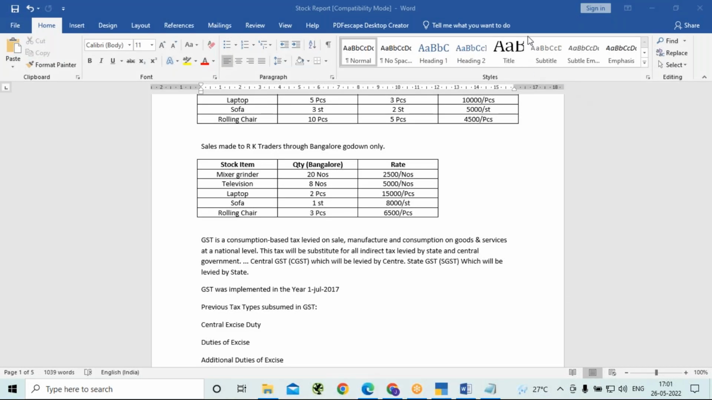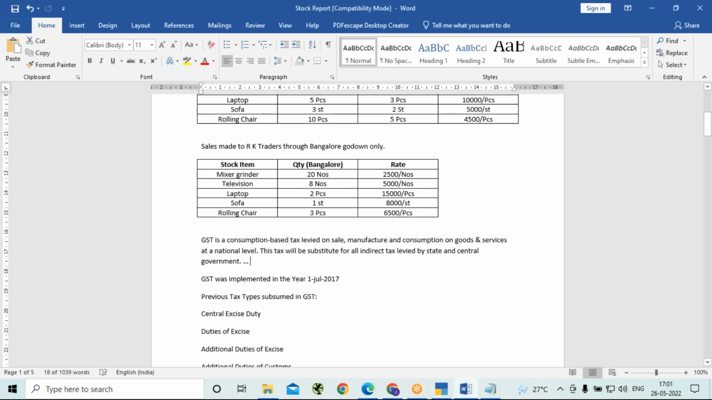So we have information about the GST. GST is the consumption-based tax levied on sales, manufacture, and consumption of goods and services at a national level. This tax will be substituted for all the indirect taxes levied by state and central government. There are different types of taxes applicable. Okay, so now we know that it has been implemented from 1st July 2017 onwards.